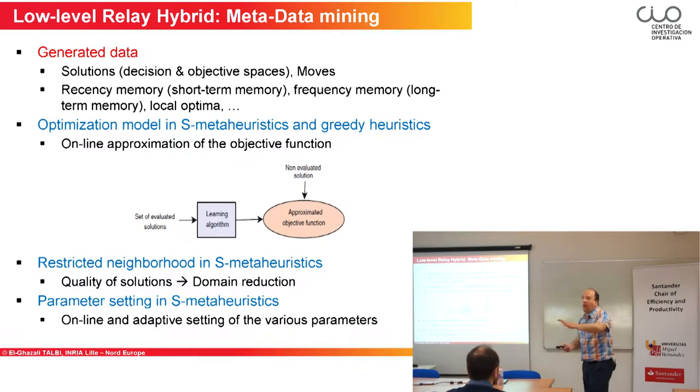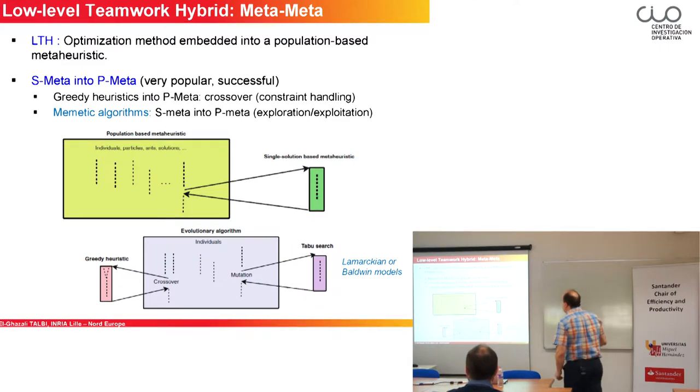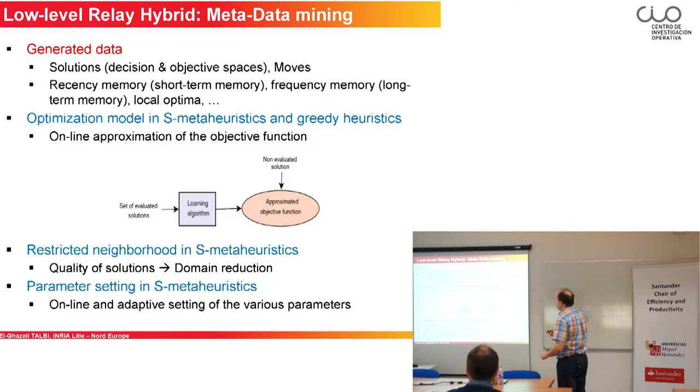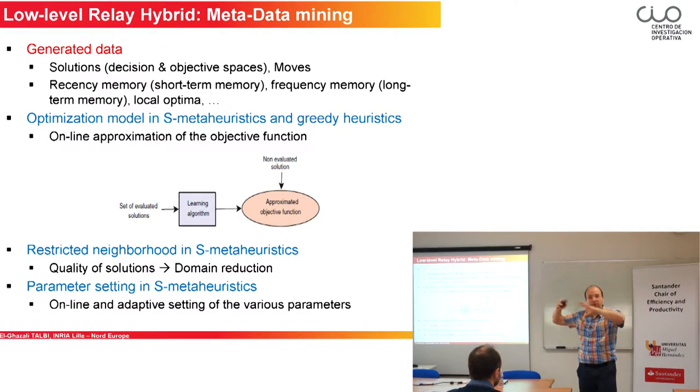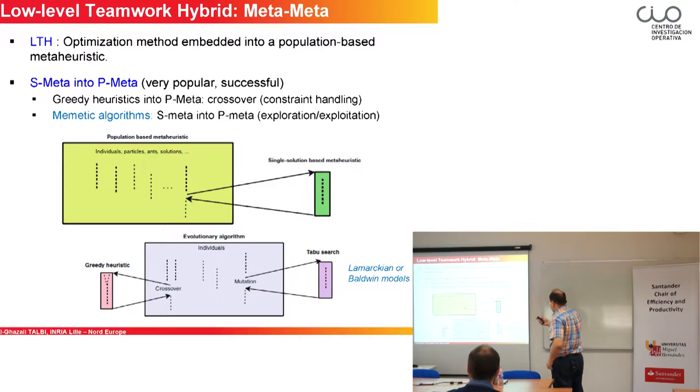And as you know, all algorithms have many parameters. Now, as you see here, in just the first class of hybridization, low level, it's always changing the internal structure of the algorithms. Relay means that, always in a sequential way, you have some nice ideas, okay? Now let's switch to low level teamwork.